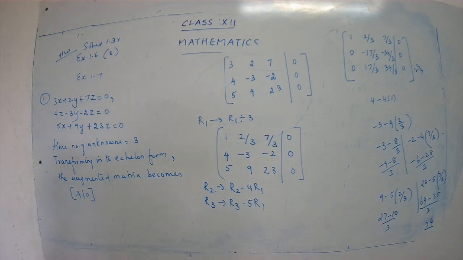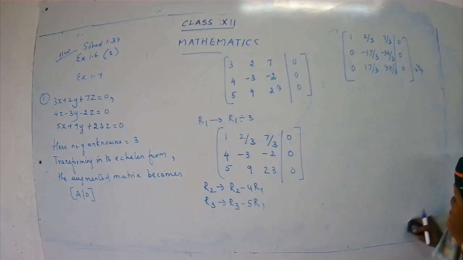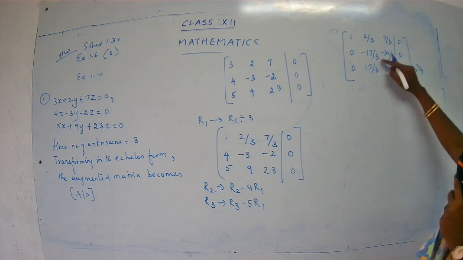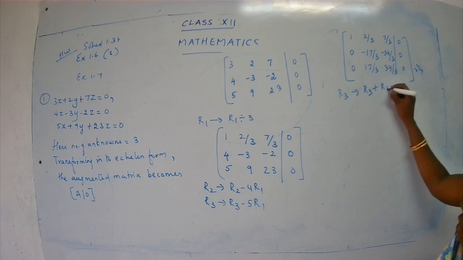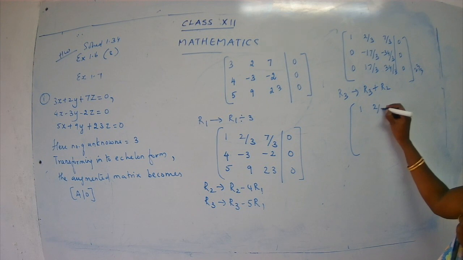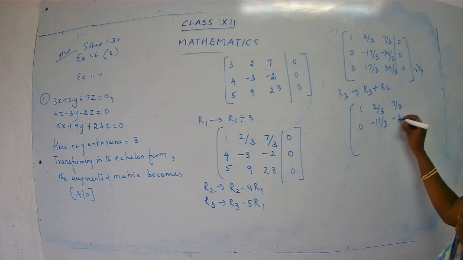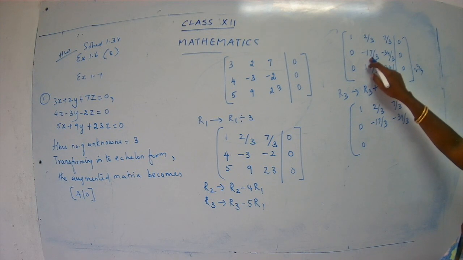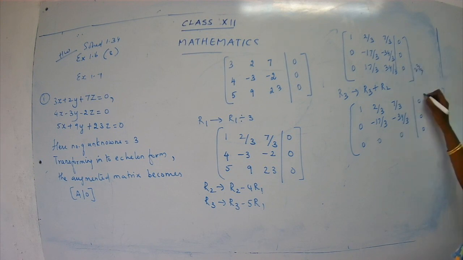So now we have changed R2 and R3. Now I want a 0 below. This is all working part you have to do, children. Show all the working parts. So I want a 0 over here. Just see, the numbers are same but with a different sign. So R3 is going to change as R3 plus R2. So 1, 2 by 3, 7 by 3, 0, minus 17 upon 3, minus 34 upon 3. 0 plus 0, 0. 17 upon 3 minus 17 upon 3. Since it is a plus sign, no need to change the sign. 0, again 0, 0, 0, 0.